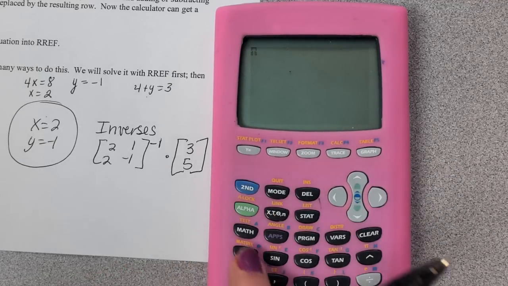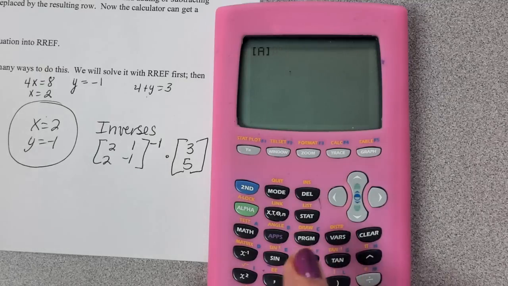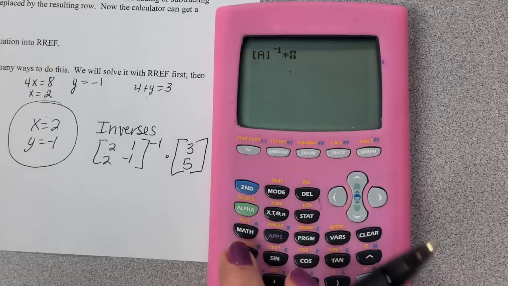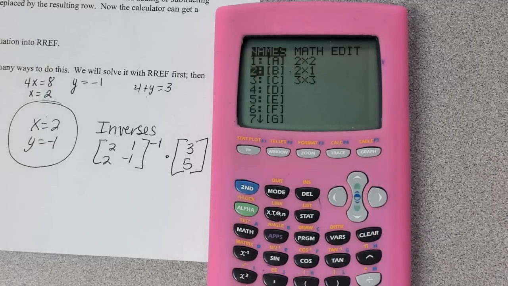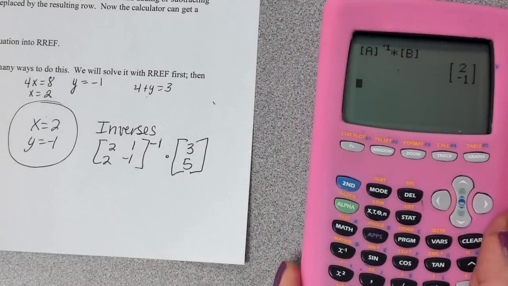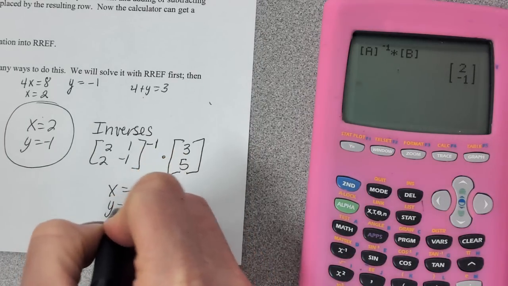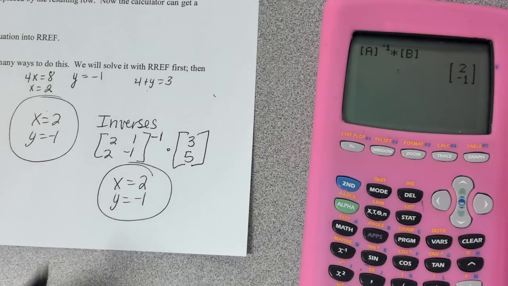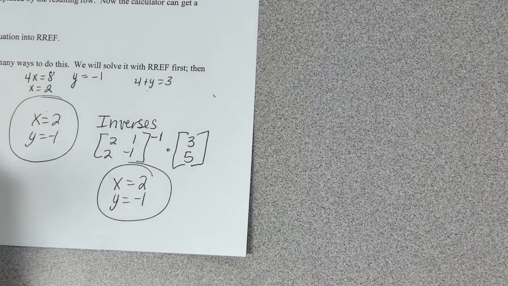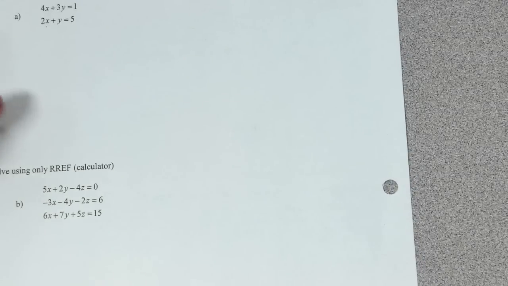And so now what I do is I do matrix A, and I want that to be the inverse of that times matrix B, and that's also going to give me that answer, that x equals 2 and y equals -1. You see how we have all these different ways that we can solve problems. All right, flip over on the back now.